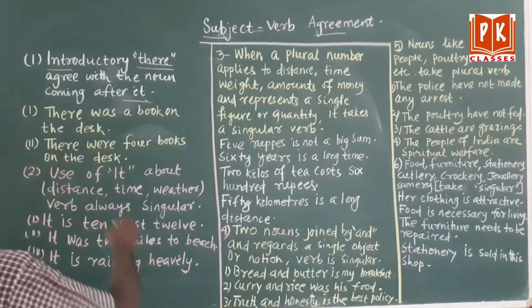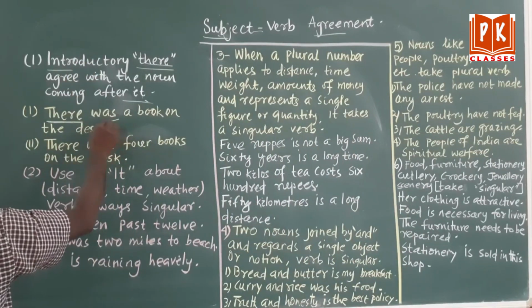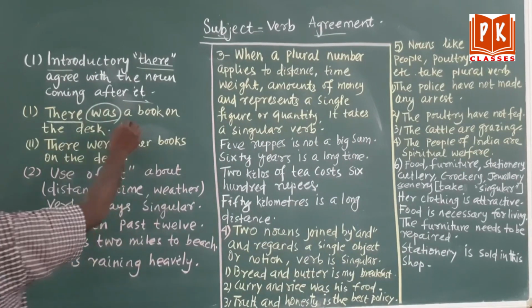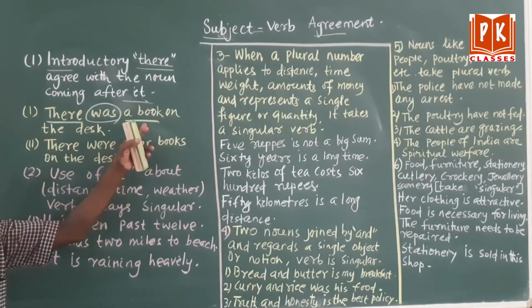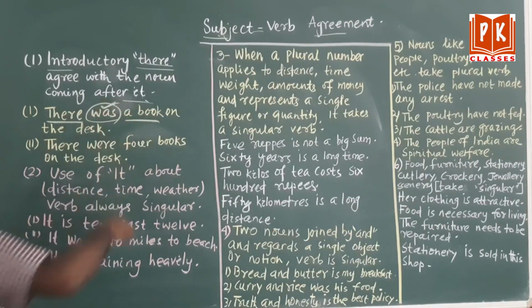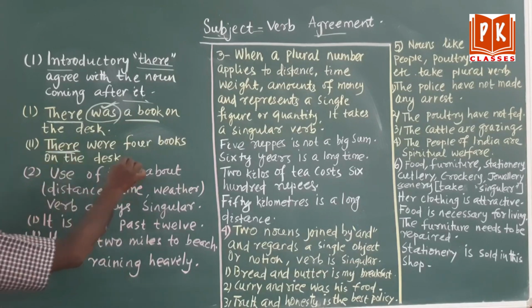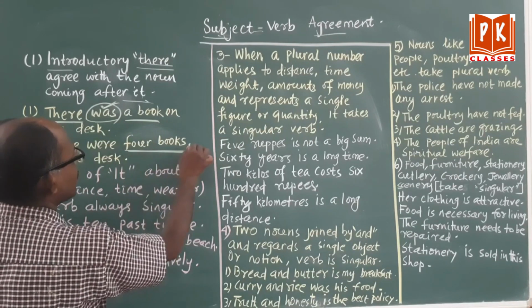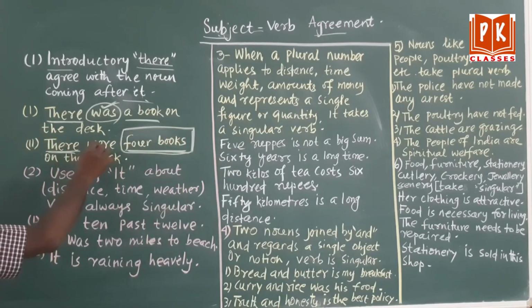Okay, come to the example. First we saw the introductory there. What will we see after the verb? We see a book. A book is singular. That's why it became a singular verb: there was. Then four books, it is plural. So here it became plural.